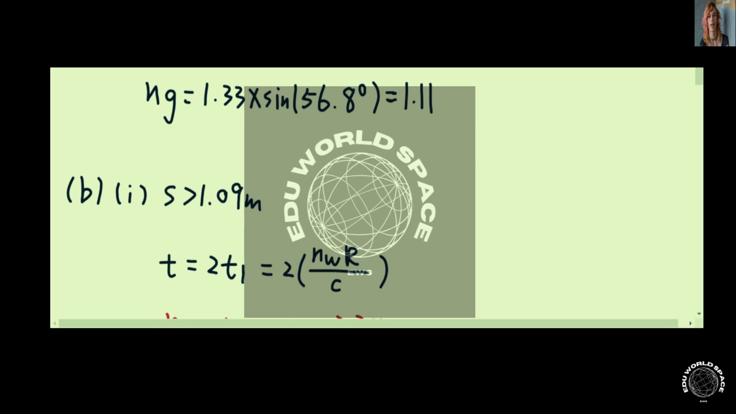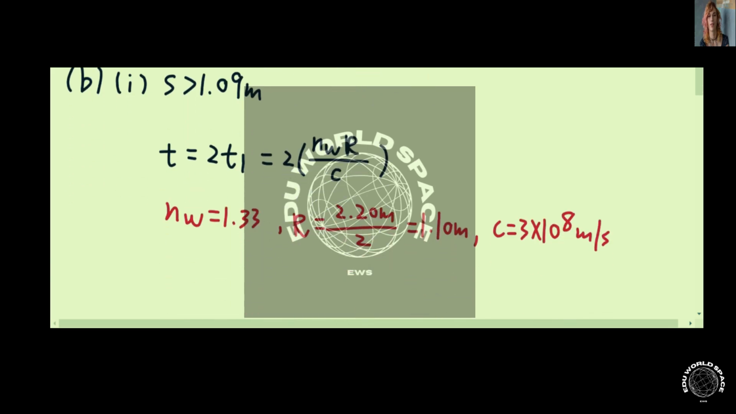And the t1 here is the time taken by the light to reach the center from the laser, which is nw r over c. So nw is the index of refraction of water, r is the radius, and c is the speed of light. So therefore, let's try and determine the time. So the time should be equal to 2 times 1.33, and then times 1.10 meter over 3 times 10 to the power of 8. No, sorry, positive 8. 10 to the power of 8 meter per second.